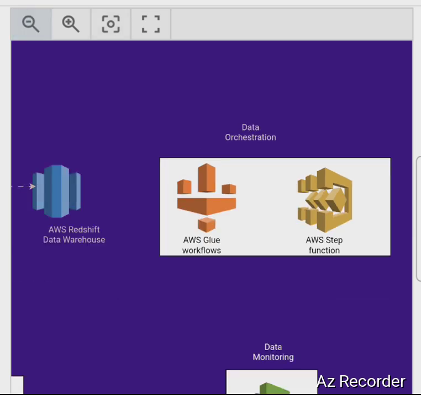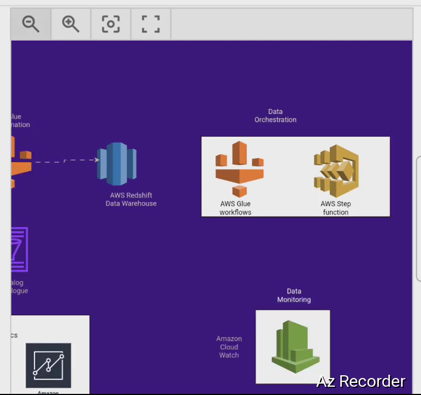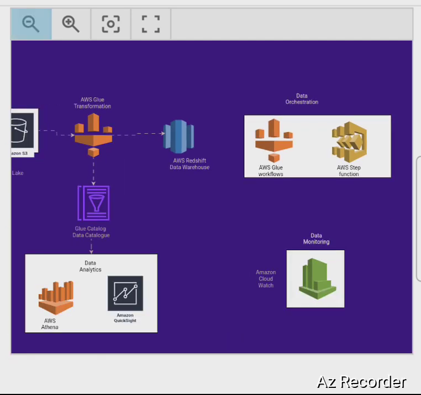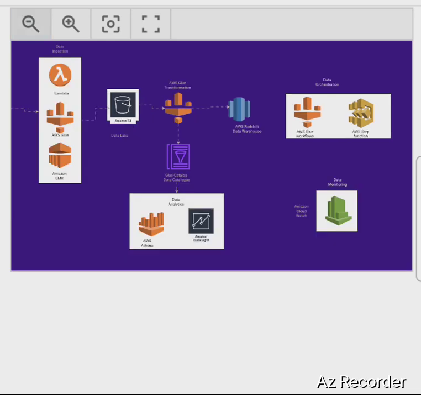So overall, this is a very quick insight into the data lake services that can be offered by AWS.